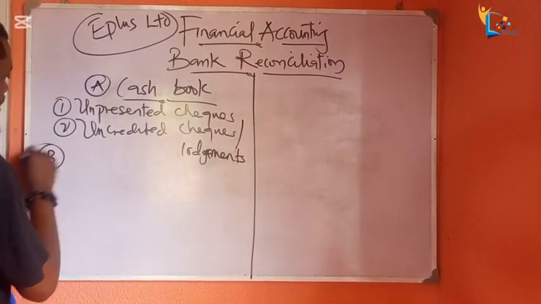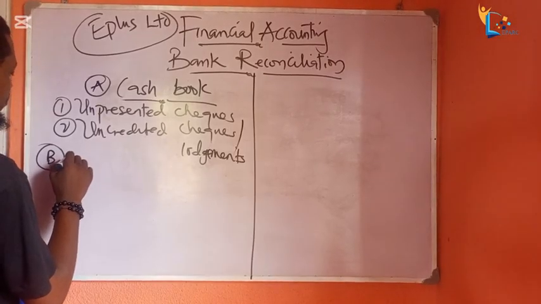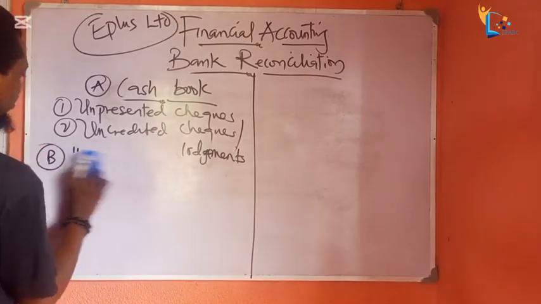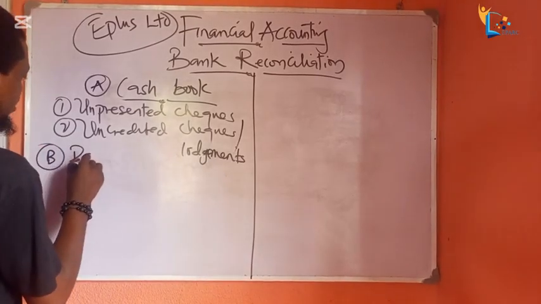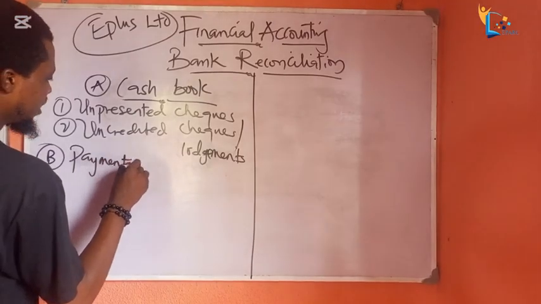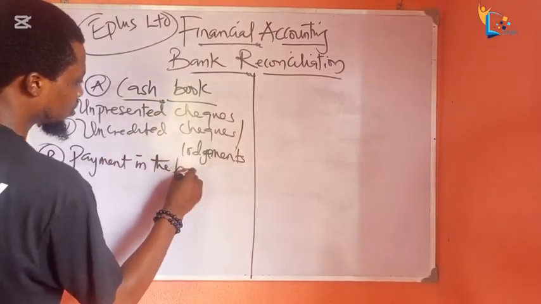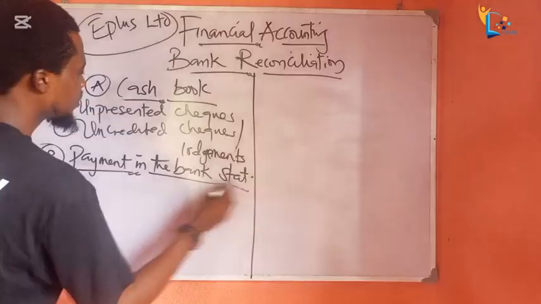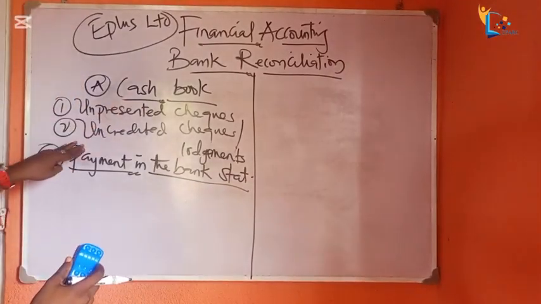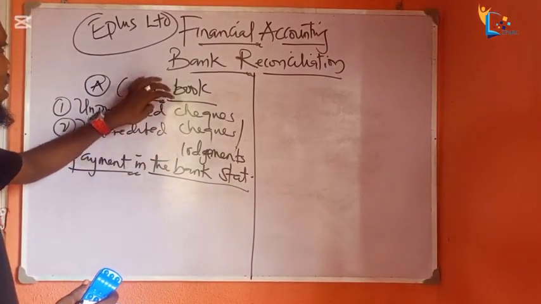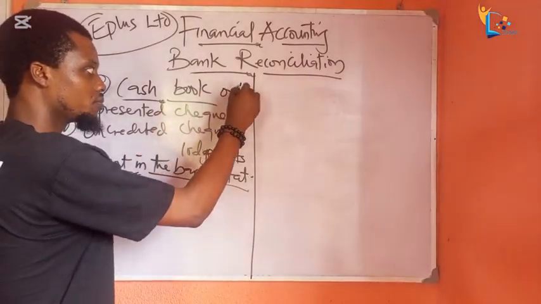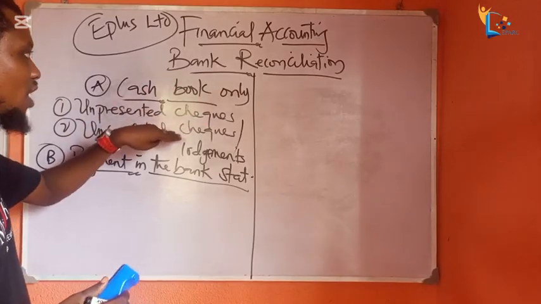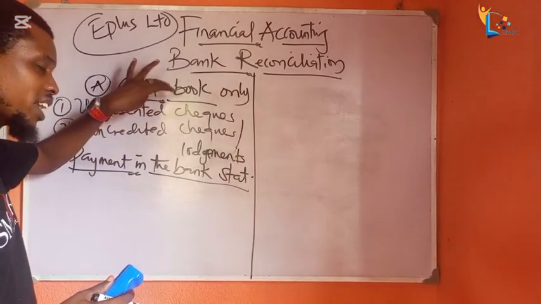Then on another aspect, we have items or payments in the bank statements. Now, the unpresented checks and uncredited checks we highlighted are for the cash book only. These are factors that cause the differences that have to do with the cash book only.